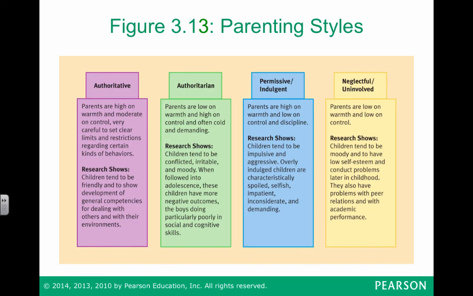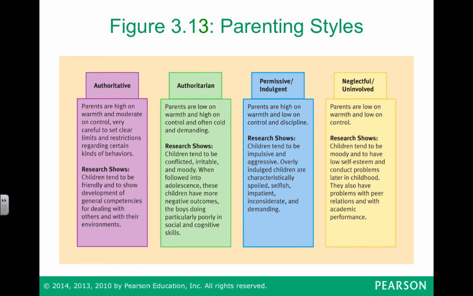Another thing that affects learning is parenting styles. We've identified four main categories of parenting styles: the authoritative, the authoritarian, permissive or indulgent, and neglectful or uninvolved. The authoritative is found to be the most successful type of parenting. In this parenting, parents are high on warmth and moderate on control. They're careful to set clear limits and restrictions regarding certain kinds of behavior. And research shows that the children of this type of parent grow up to be friendly and to show development of general competencies for dealing with others and with their environments.